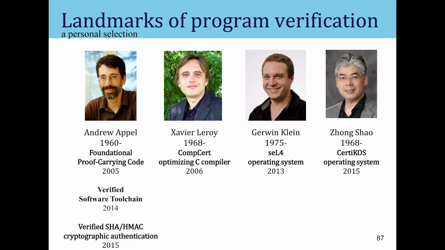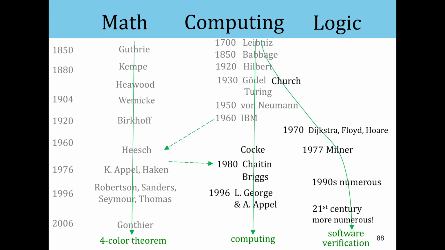I proved that a certain ML compiler generates safe machine language code in 2005. I have a framework for proving the correctness of C programs. I proved that a certain cryptographic authentication protocol is both correctly implemented and gives you a pseudo-random function with a certain guarantee, along with some colleagues, of course. So that's the third history of software verification.